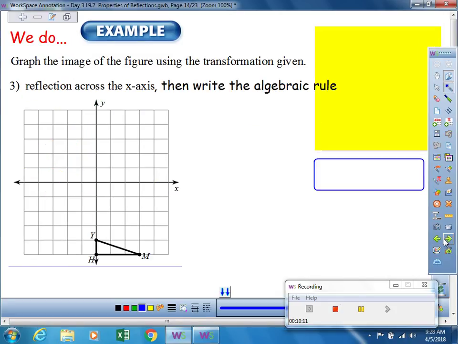Okay, let's do another one. Write this rule above that next graph. Reflection across the x-axis. And then which axis are we highlighting? The x. So highlight the x-axis.